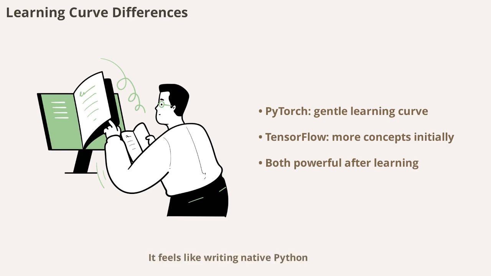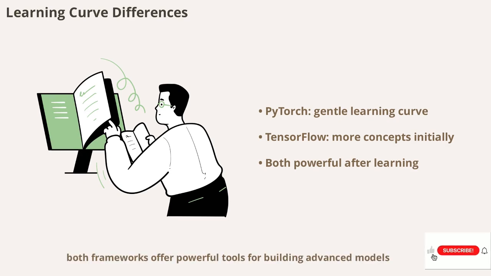When it comes to learning, PyTorch is often praised for its gentle slope. It feels like writing native Python, so if you're already comfortable with Python, you'll pick it up quickly. TensorFlow, on the other hand, introduces more concepts up front, making the initial learning curve steeper. However, once you're familiar, both frameworks offer powerful tools for building advanced models.